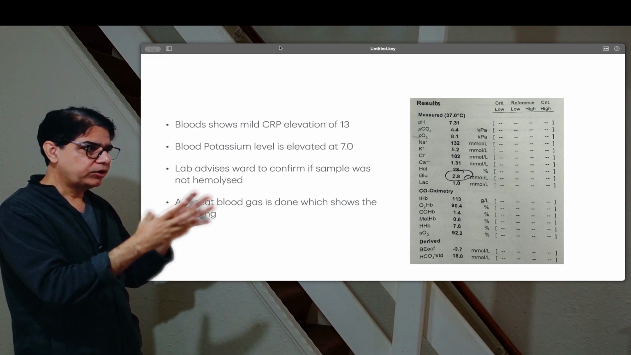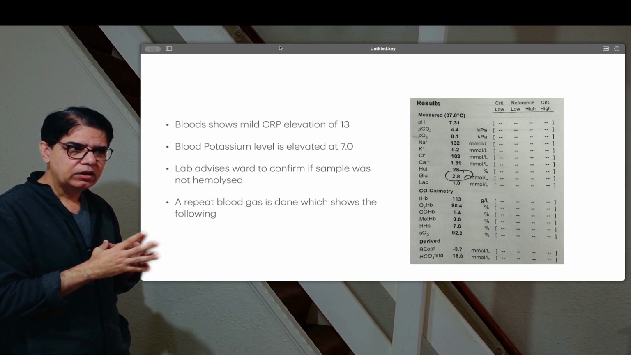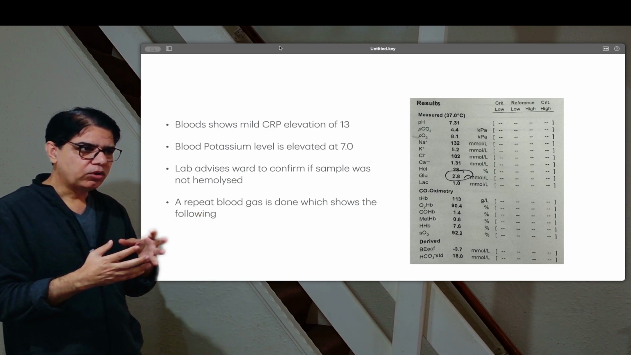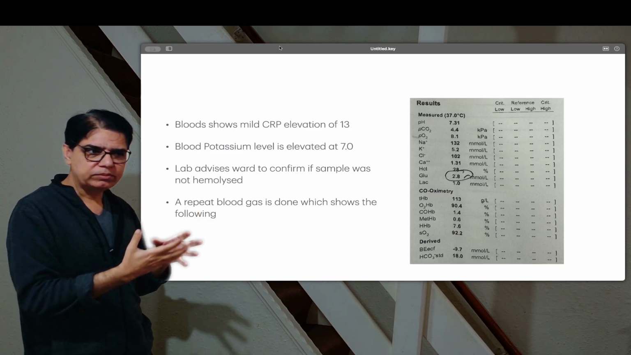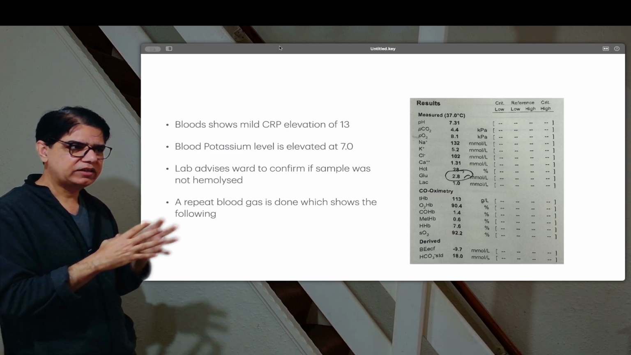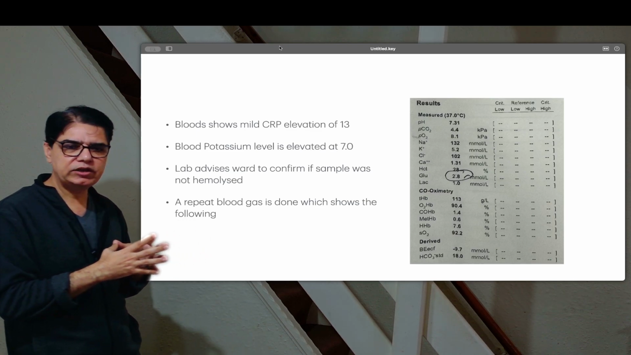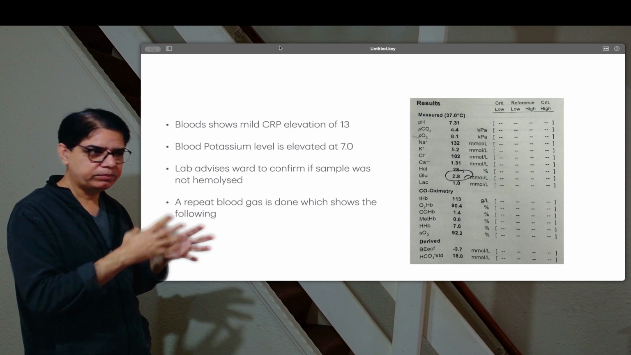Their reading was 7 point something. When they confirmed it with the ward, the doctors and nurses told them that this sample was not hemolyzed. So they said they will rerun the sample to see if it is the same elevated potassium.